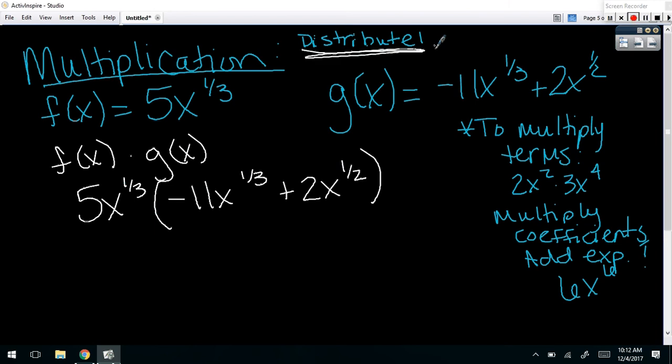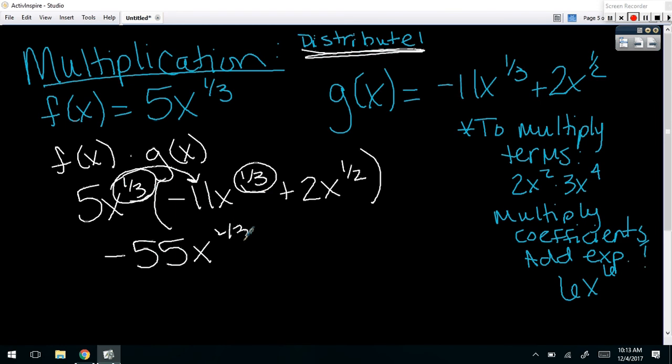This is where it gets tricky, because I have fractions. Remember that fraction button on your calculator? It's your best friend. So multiply the coefficients: 5 times negative 11 is negative 55. Now I have to add a third and a third, and that one's easy, 2/3.